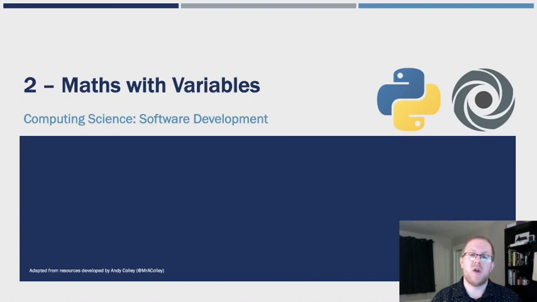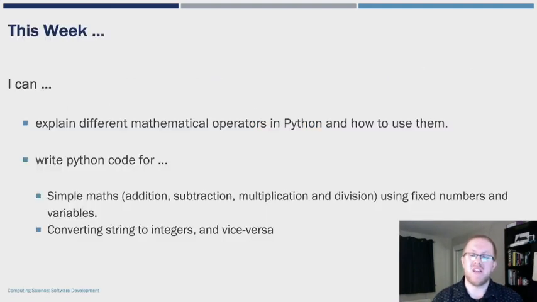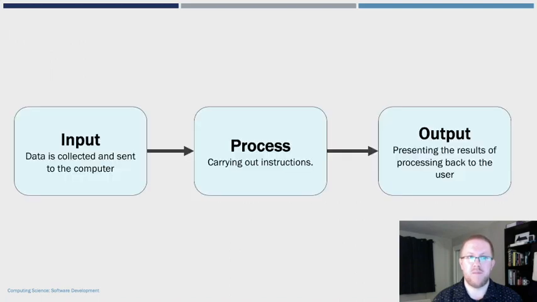This week we are going to be looking at maths with variables. So what does that mean? Well, by the end of this week you'll be able to explain the different mathematical operators in Python and how to use them. You'll be able to implement Python code that utilises simple maths, so that's addition, subtraction, multiplication and division, using fixed numbers and variables, and you'll be able to convert from strings to integers and vice versa.